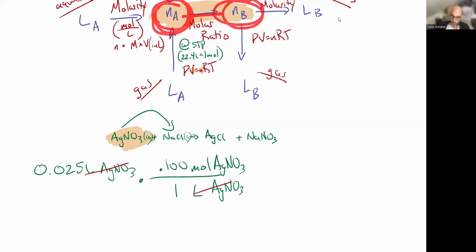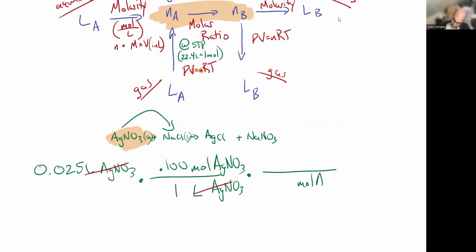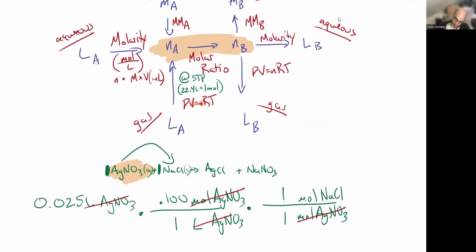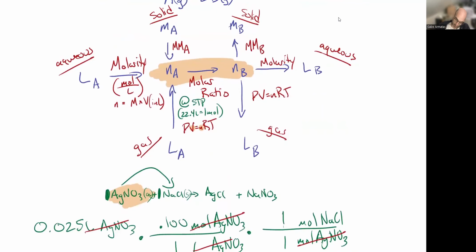Now I have to convert to moles of B. This is actually going to be pretty straightforward because it's a 1-to-1 ratio. So I want moles of AgNO3 to go away, and I want moles of NaCl to remain. According to the balanced chemical equation, 1 mole of AgNO3 requires 1 mole of sodium chloride. So it's 1-to-1. Life is easy. Moles of AgNO3 cancel.